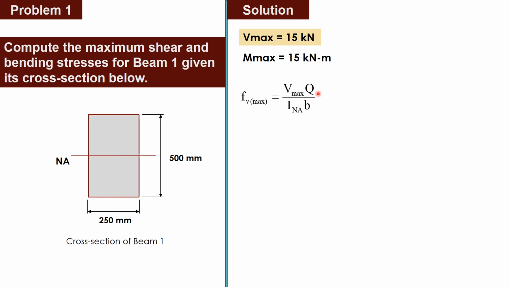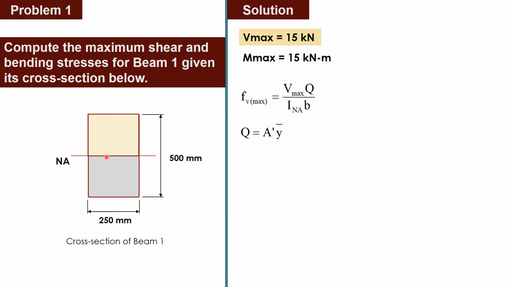So, let us compute Q. Q is the partial area multiplied by bar y, or A prime multiplied by bar y. This is measured from the neutral axis. For the maximum, you measure the area from the neutral axis. If this is our neutral axis, the area can be above the neutral axis or below it. I will use the area above the neutral axis, which is this one.